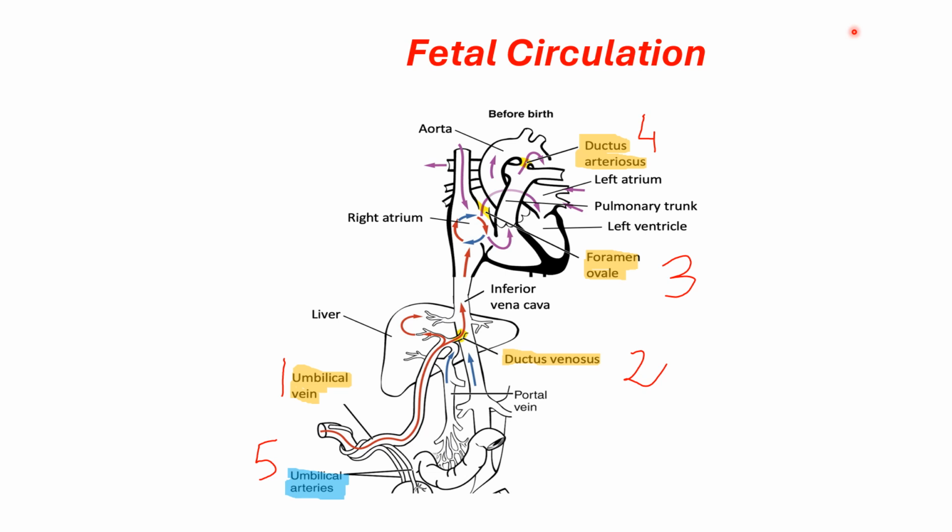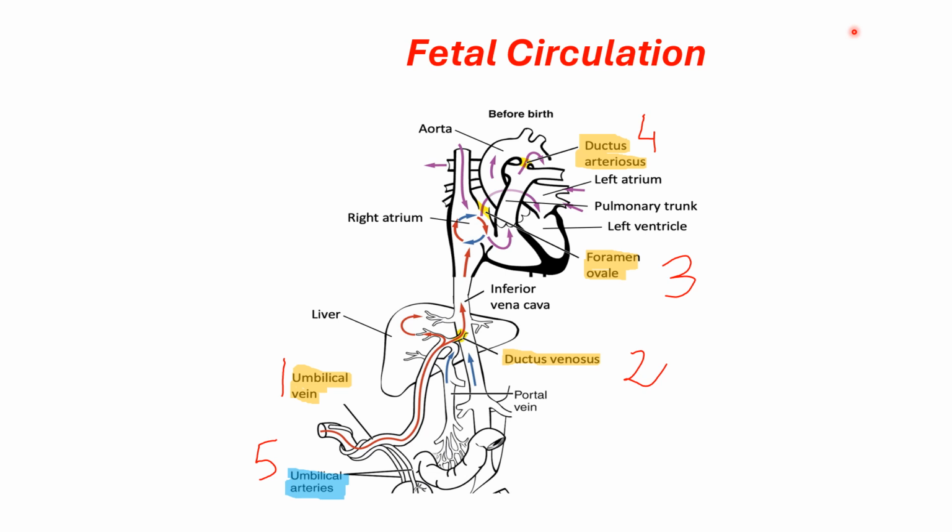Then number four, we have the ductus arteriosus that shunts blood from the pulmonary artery to the aorta. And then we have number five, which is basically the umbilical arteries, that carry the deoxygenated blood to the placenta. And now I will talk about the step-by-step pathway of fetal blood flow. I'm going to repeat the structures that I already mentioned.